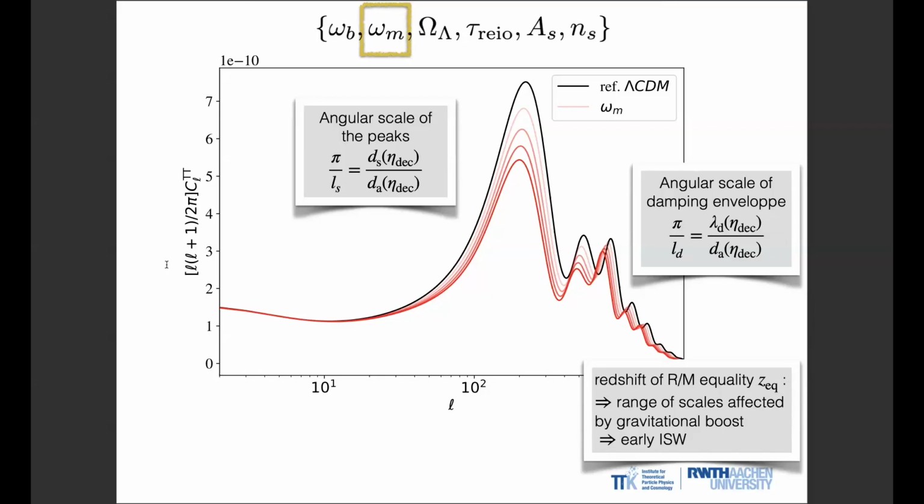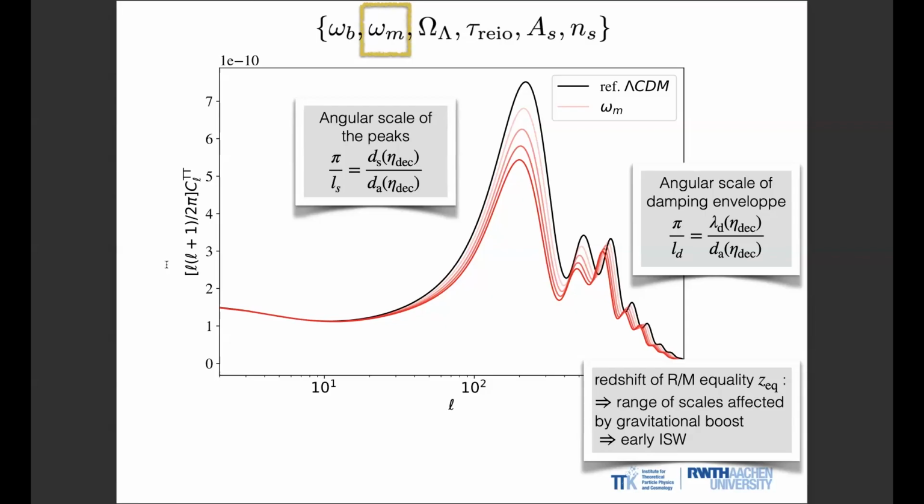Nevertheless, when I change omega m, I change this expansion rate because I shift the time of equality. So I also change my damping envelope, and this is why the damping envelope here is shifted to the left in the red case. And what we have not yet explained is why do the peaks go down? The peaks go down for two reasons. This is the most subtle part.